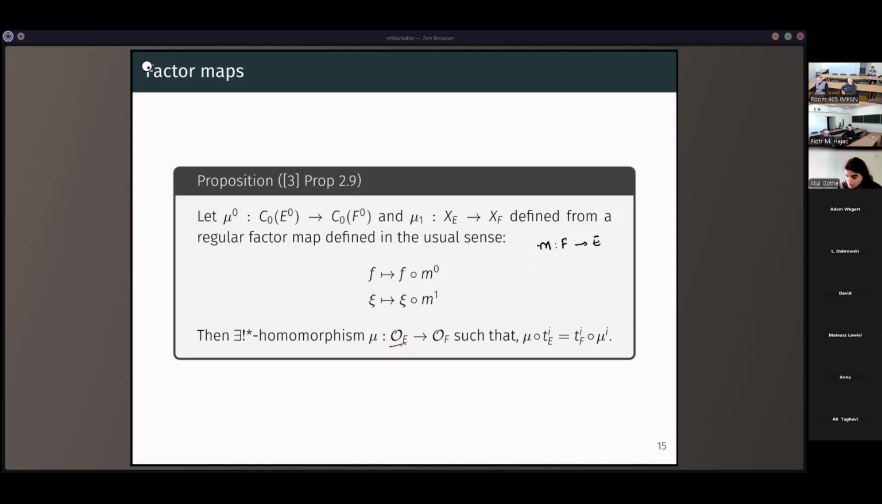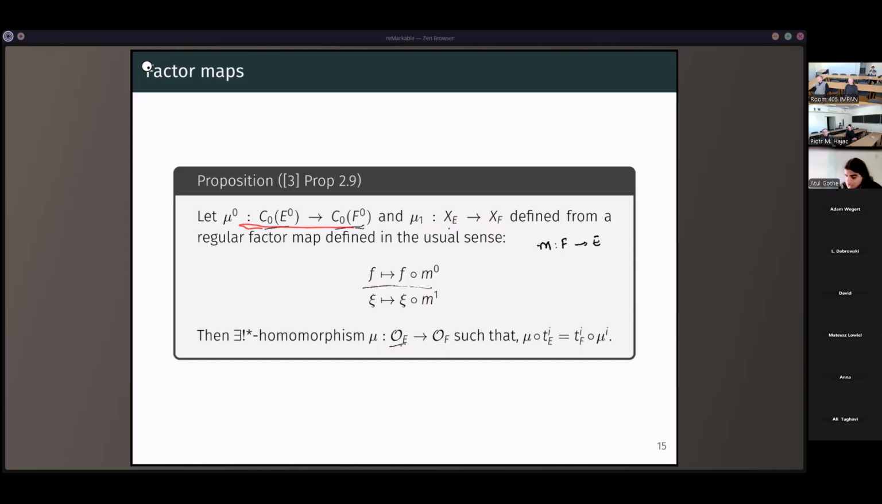Like so, mu0 and mu1 are defined because xe and xf are functions, so we can pre-compose xe and f1 with m0, m1, and so forth. So if we define this mu0 map in the opposite direction from C0 of E0 to C0 of F0 such that f maps to f composed with m0, and mu1 is such that xi goes to xi composed with m1, then there exists a unique star homomorphism, which is in the opposite direction, because the contravariance comes here.